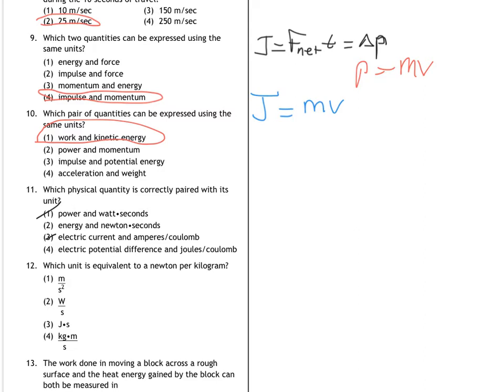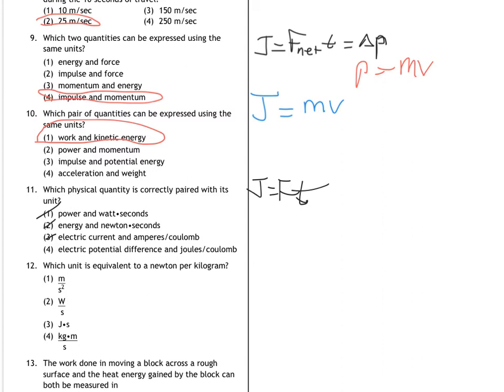I'll attack choice 2 first, and it says energy is newtons times seconds. Just as a quick analysis, newton is a unit for force, and seconds is a unit for time. And when I see the expression Ft, I know that it's actually measuring impulse, not energy. So it's not choice 2.